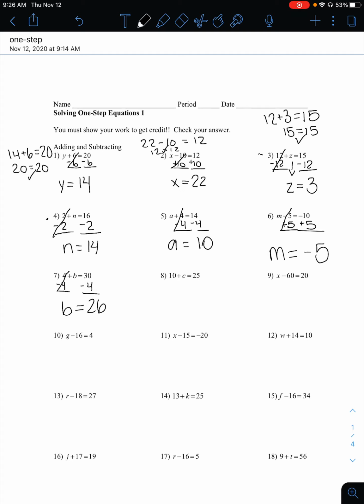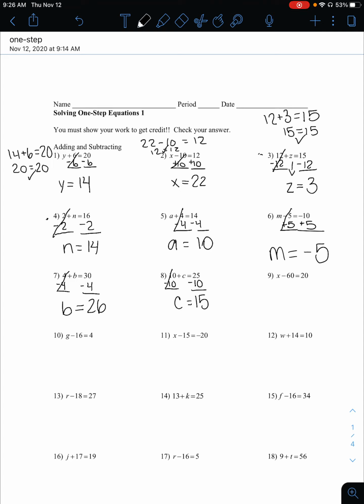Let's do these last two. 10 plus c equals 25. Subtract 10. c is equal to, what's 25 minus 10? 15. That's right, guys.